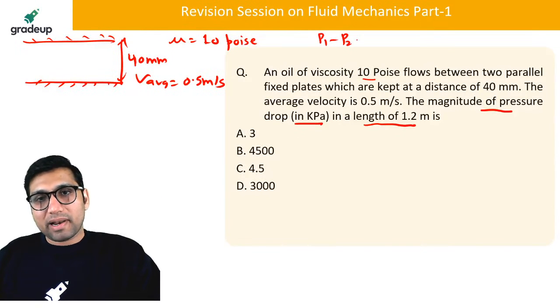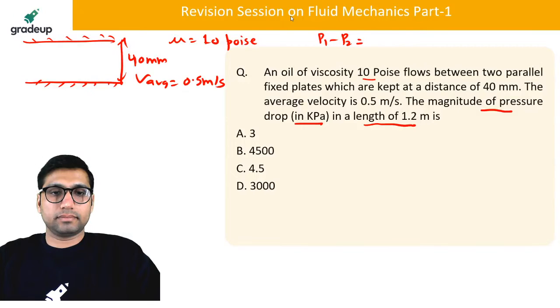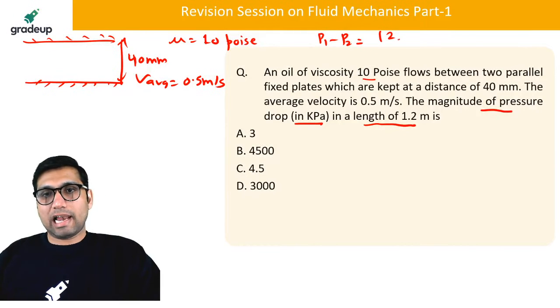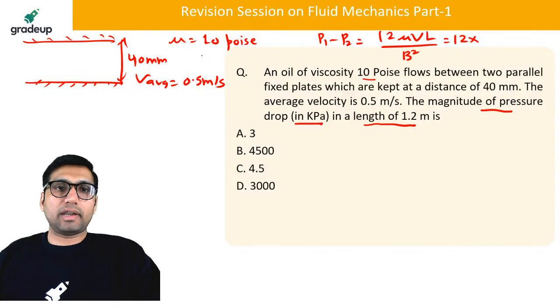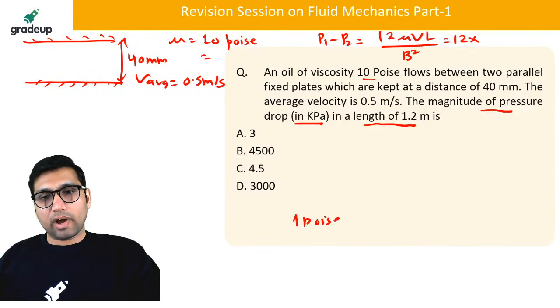So what is the pressure drop for laminar flow between two parallel fixed plates? What is the pressure drop relation? Tell me the answer quickly. It is equal to 12 mu V L by B square. So that will be equal to simply 12 into mu. Mu is equal to 10 poise. Now 1 poise is equal to 1 by 10 Pascal second.